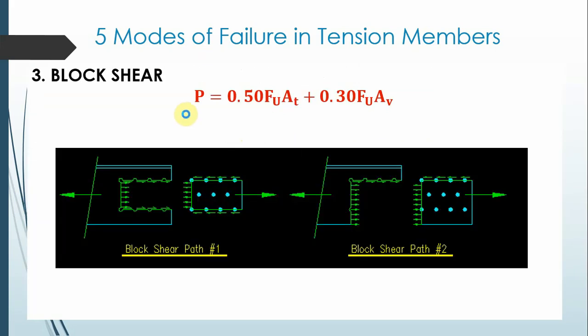Okay, next is the block shear. For our block shear, it's just 0.50 F sub U A sub T plus 0.30 F sub U A sub V. We all have to determine the A sub T here. We all know that A sub T is our area in tension. So in block shear path number 1, the failure is for the area in tension, this area here for our tension.